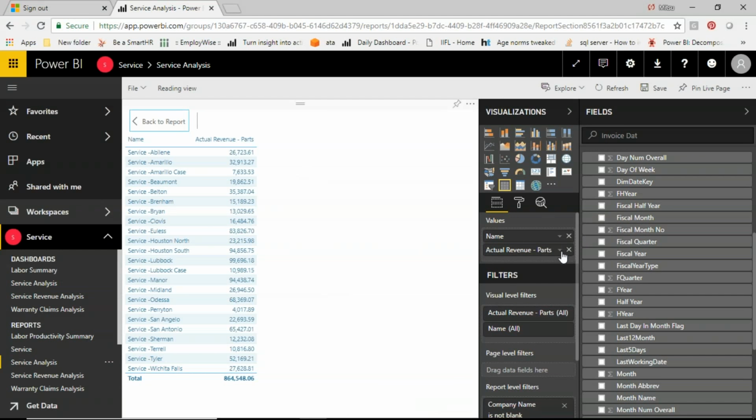Okay. So parts. What do you call this? Let me scroll down one page. Revenue? Revenue through service. Or even parts through service would work.